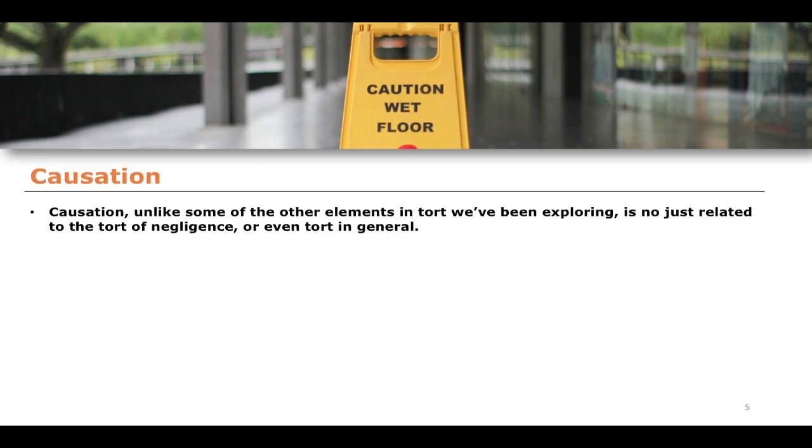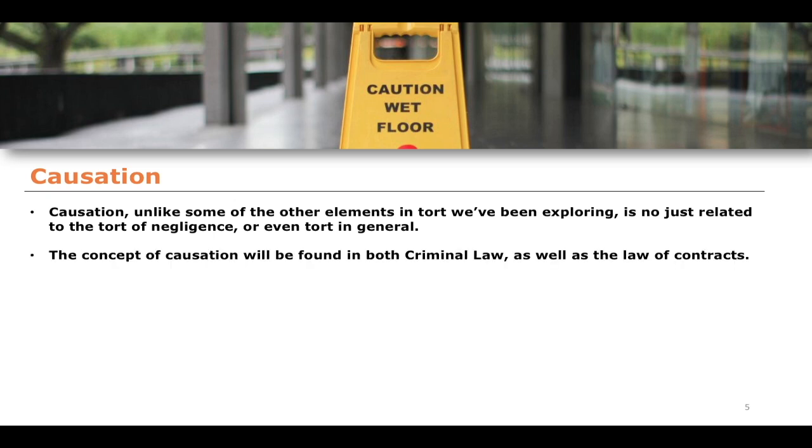Unlike some of the other elements of tort we've been exploring, the concept of causation is not just related to the tort of negligence. It is in fact something that is important to consider for pretty much every other tort that we are examining. In fact, it is important to consider in a lot of other areas of the law as well. You will find causation in the criminal law. We've actually spoken about causation in the criminal law already on this channel. You'll also find causation and issues related to causation in the law of contracts. We will get to that in future lessons when we cover more lessons on contracts.